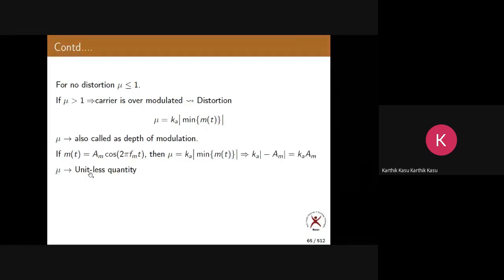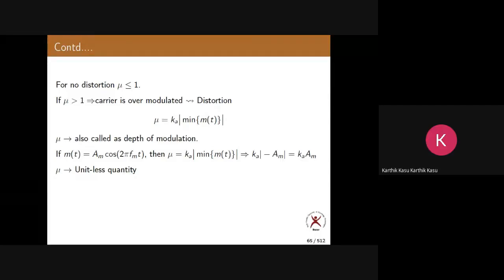Now, mu is a unitless quantity. What is mu? It is the modulation index. Unitless quantity means it doesn't have any units. Now, can you tell me what are the units of Ka? So mu equal to Ka into Am. This mu is unitless, it doesn't have any units. Now what about units of Ka?